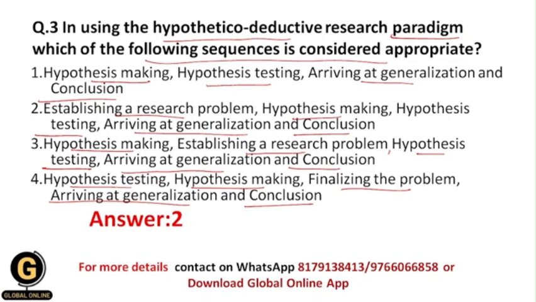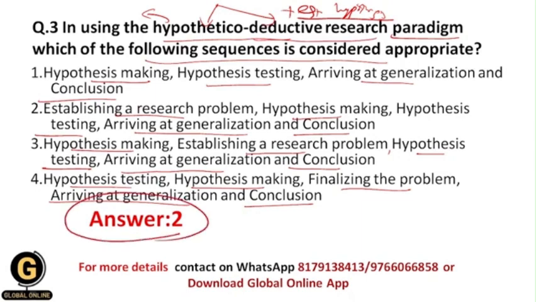Okay, so what is the meaning of the hypothetico-deductive research paradigm? In this research paradigm you can see two words, hypothetico and deductive. Hypothetico means you are going to formulate the hypothesis, and deductive means you are going to test the hypothesis. So this is the meaning of these two words. And that's why in this research paradigm you need to first formulate the hypothesis, which is the mandatory thing, and the second thing is that deductive means you are going to test the hypothesis. That's why your correct answer should be 2, that is this one.